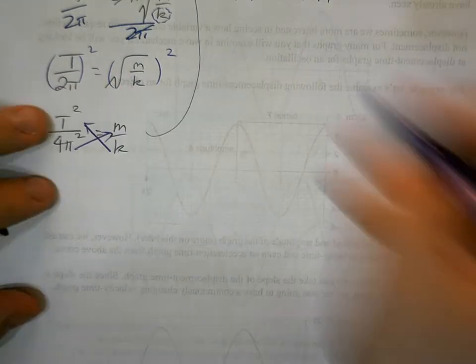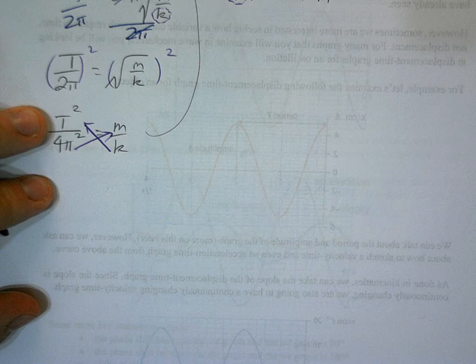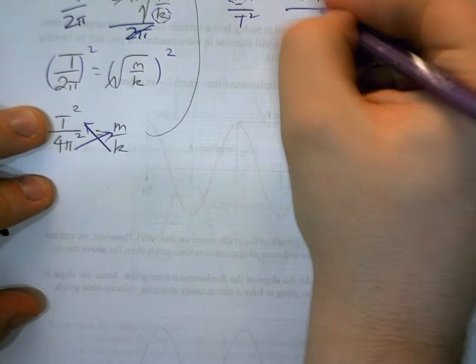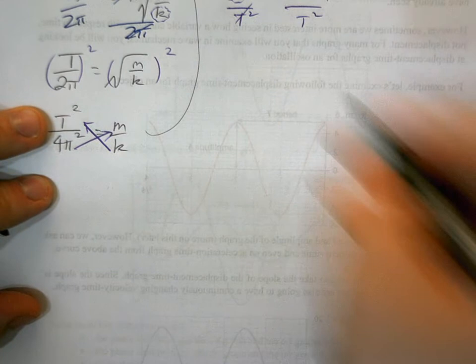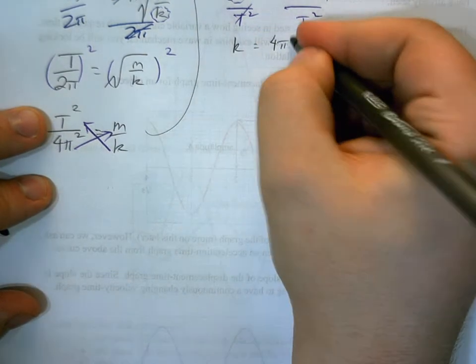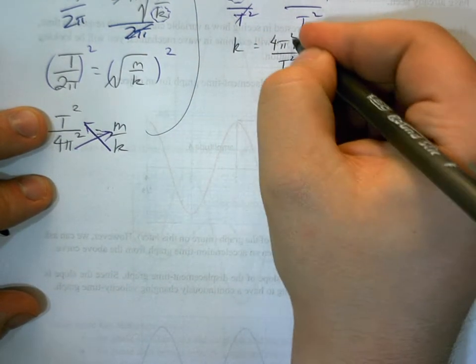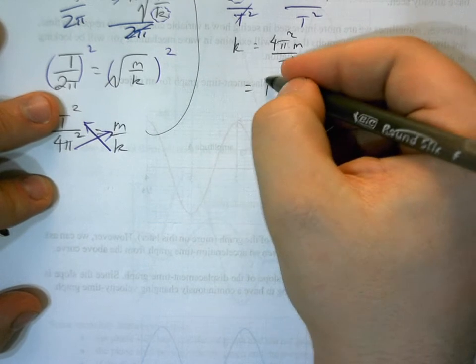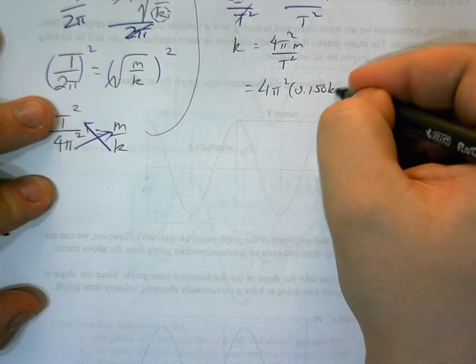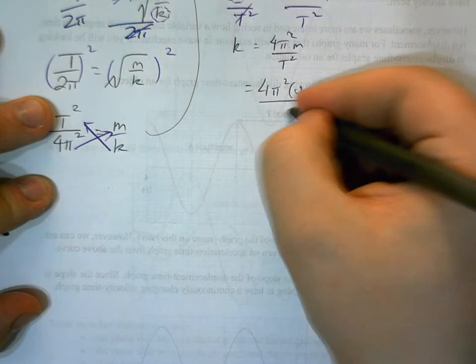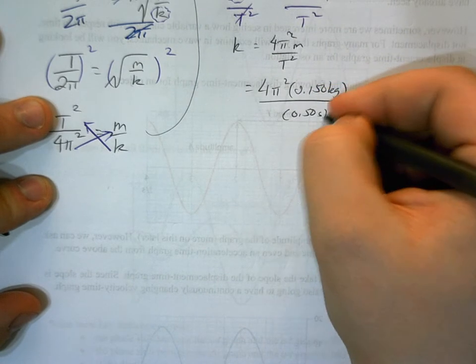My interest is our friend k. It's up in the numerator now, so we can divide both sides by t squared. So I'm going to get k is equal to 4 pi squared m divided by t squared. So we have 4 pi squared, we have our mass of 0.150 kilos, we have that period of 0.50 seconds. Don't forget to square it.